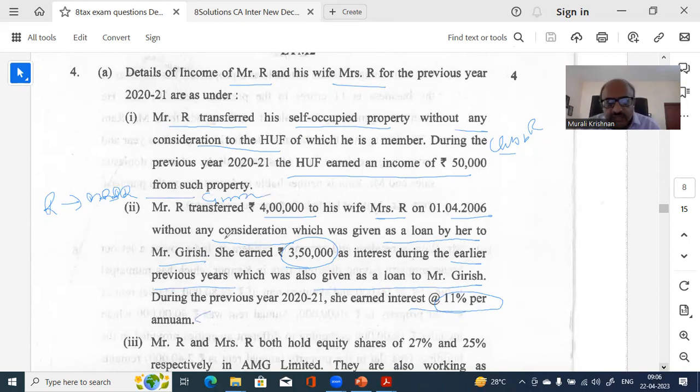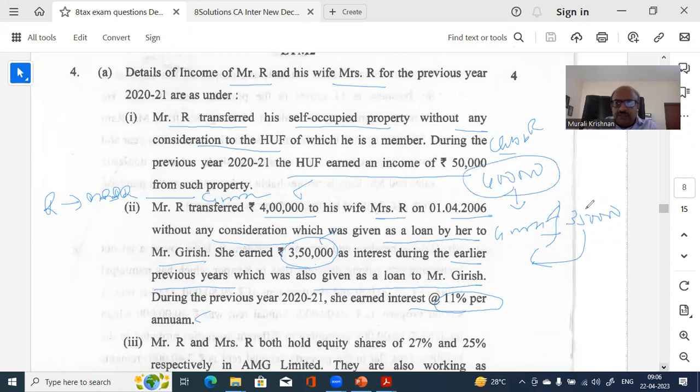Now the question is whether clubbing will happen. Interest on 4 lakh definitely will happen because that is what is given. But she has earned interest on interest, and that she has given to Girish. So this is her income. Should clubbing happen for this also? That means 4 lakhs he has given, she has given to Girish. Now, Girish has been paying interest on various years. That has accumulated to 3,50,000. So that also is again given to Girish. So the question is, clubbing will happen in this. What about this? Whether it will happen or not? We'll see.